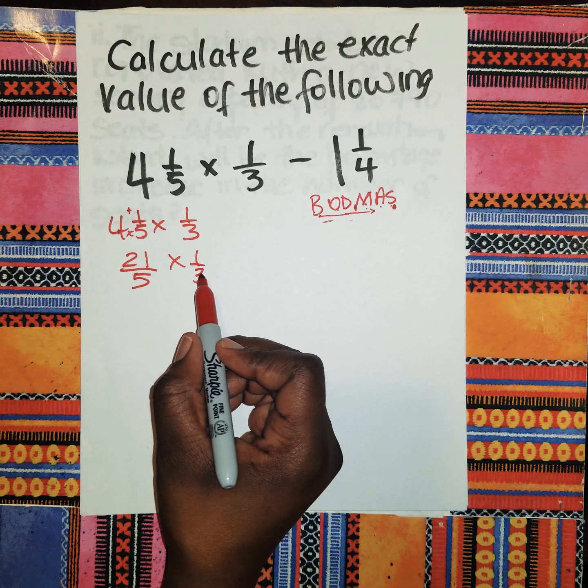For today's video, I'm going to be working the January 2020 paper in parts, as I don't want the videos to be too long. So here we go for the first question. Number one says calculate the exact value of the following. So it's 4 and 1/5 times 1/3 minus 1 1/4.